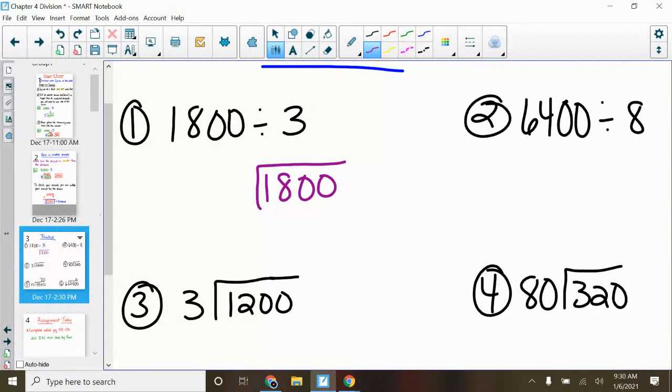And where's the 3 going to go? Outside the box. And what's the 3 called? The divisor. Very good. All right, so now what's my first step? What am I going to do?